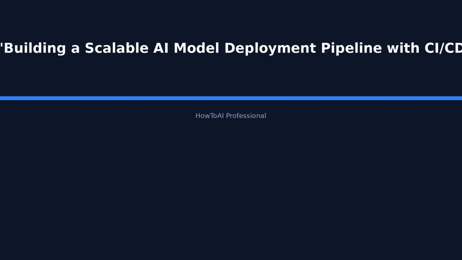This involves defining performance metrics and thresholds that your models must meet. For example, you might set a minimum accuracy level that your model must achieve on a validation dataset before it can be considered for deployment.